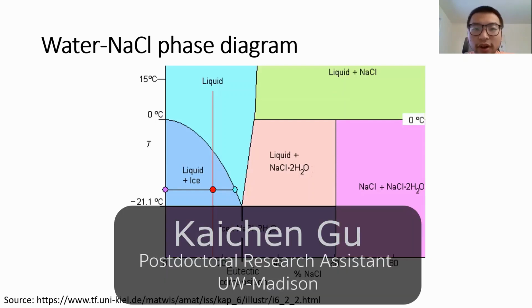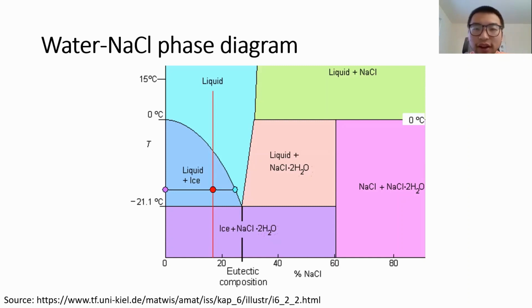Hi, I'm Kai-Chen Gu, a postdoc researcher at UW-Madison. Hope that you're having fun exploring how the different concentrations of salt affects the freezing behavior of water. Let us now try to understand these effects from the phase diagram of water with dissolved sodium chloride. A phase diagram describes the stable phases present at different conditions. The thermodynamic equilibrium phases are determined by the composition, which is on the x-axis, and the temperature, which is on the y-axis. The different color regions on this diagram represent different phases at specific temperatures and composition.